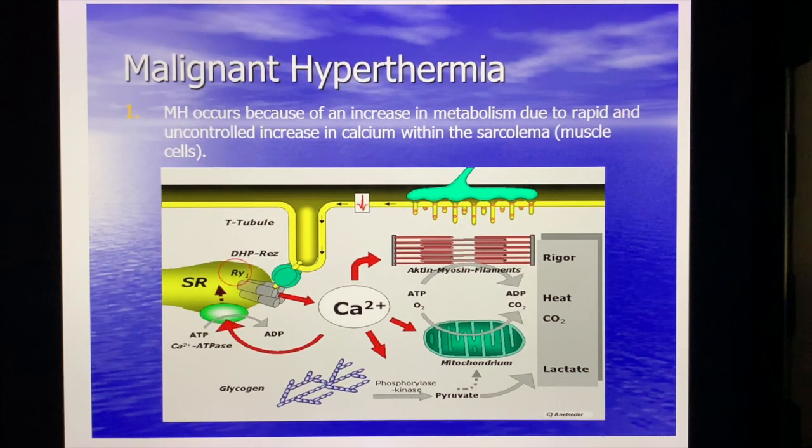Now, pearl for the exam. What are the two common anesthetics which are associated with malignant hyperthermia? It is number 1, succinylcholine. Succinylcholine is associated with malignant hyperthermia. So please take note of that. Halothane is also associated with malignant hyperthermia.